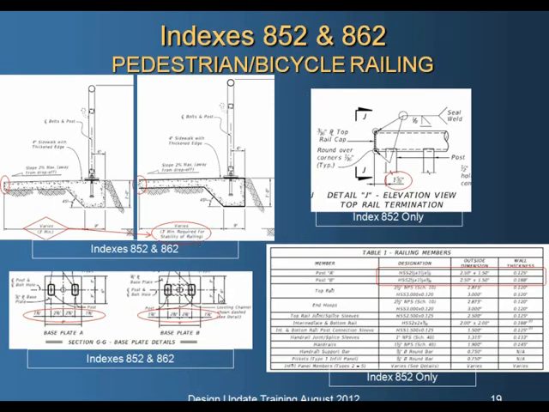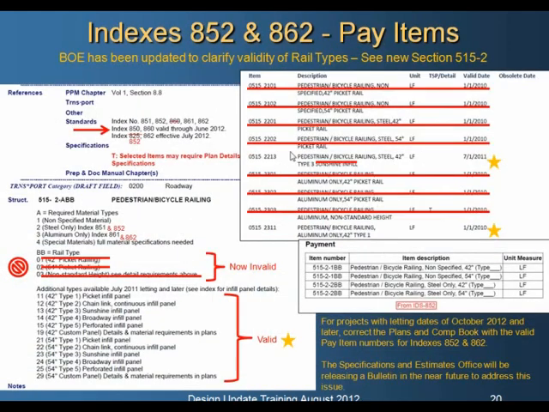We've also made a few tweaks to the spacing of the post and a dimension here on the end cap of the rails on 852. And in 852, we had to modify the designations and dimensions of the post members. While we're on the subject of these pedestrian railings, Index 850 and 860 are no longer included in the design standards, and Index 852 and 862 remain as the standard for these aluminum and steel pedestrian railings.